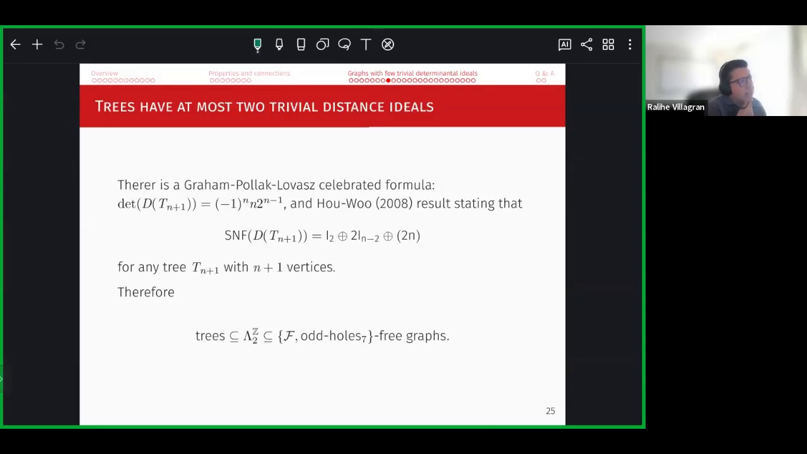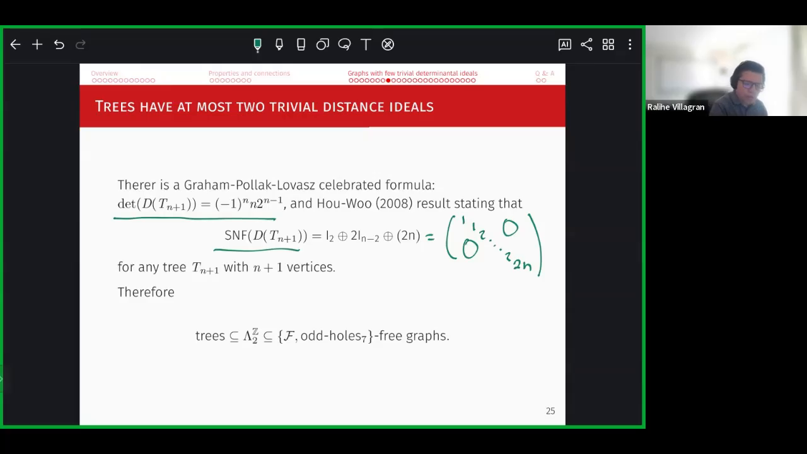Also, notice that it is known that the Smith normal form of the distance matrix of a tree looks like that. That's 2 1s, and then only 2s up to the last diagonal entry, the last invariant factor, which is 2 times n. Right, so that's a way to prove the Graham, Pollak and Lovász formula for the determinant of the distance matrix of a tree.